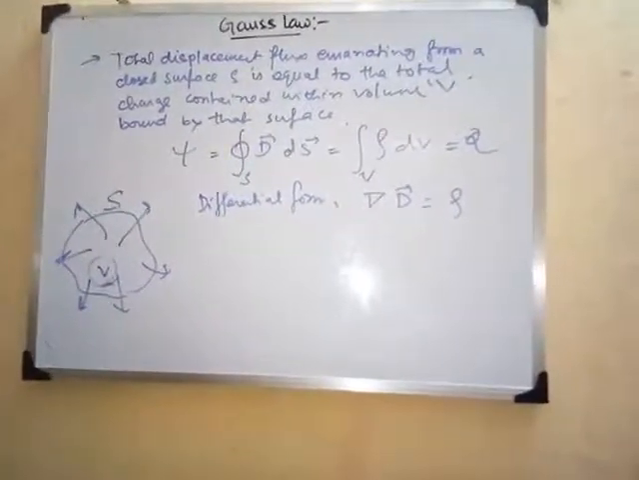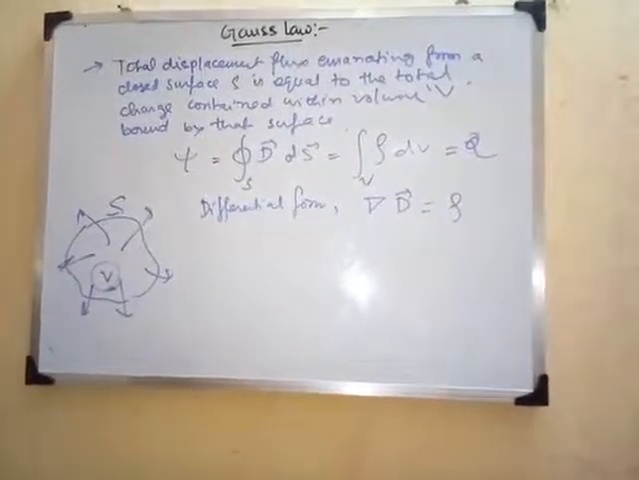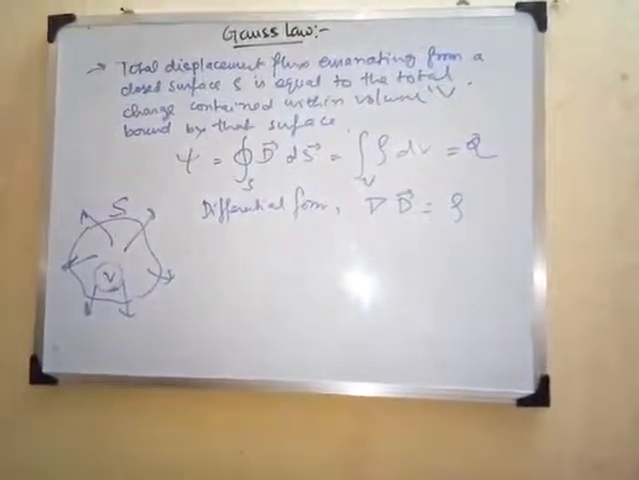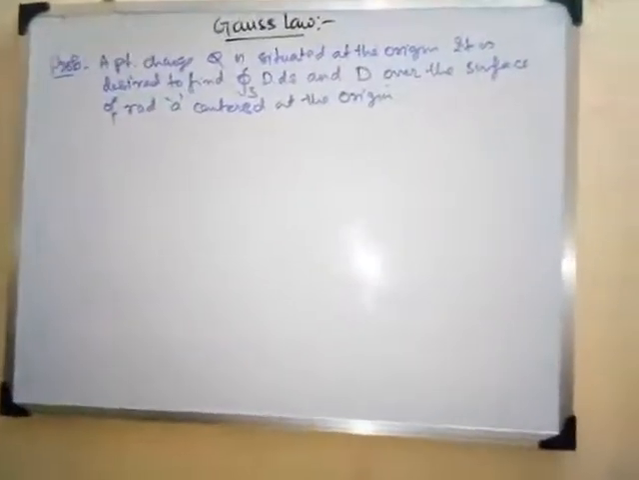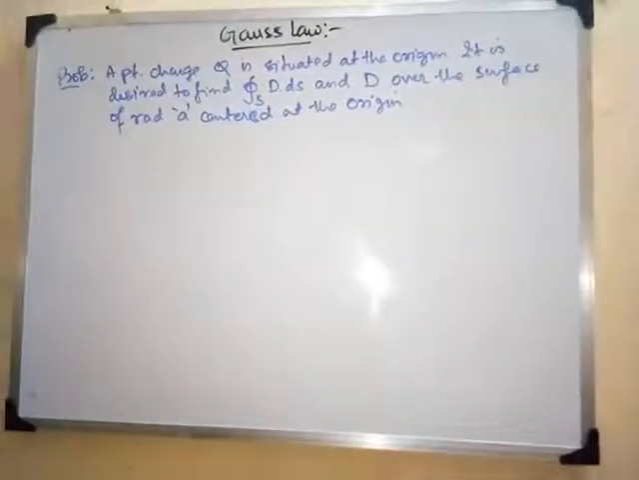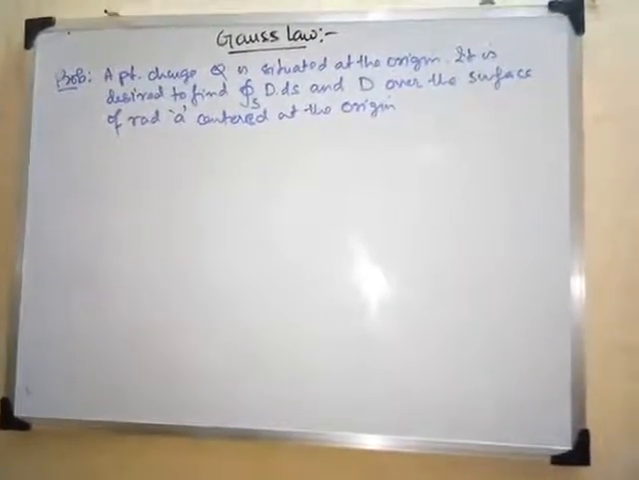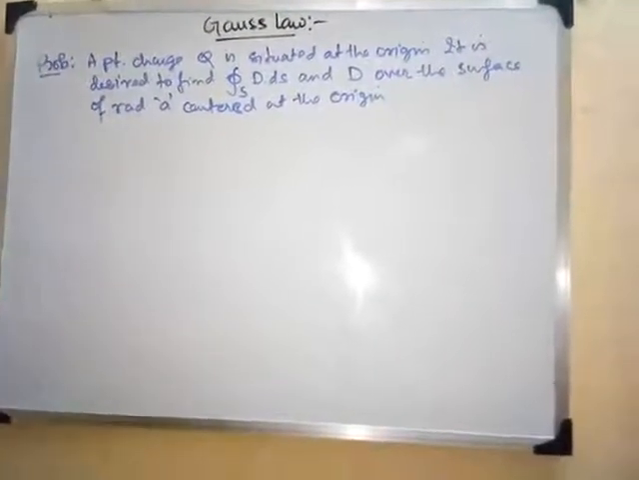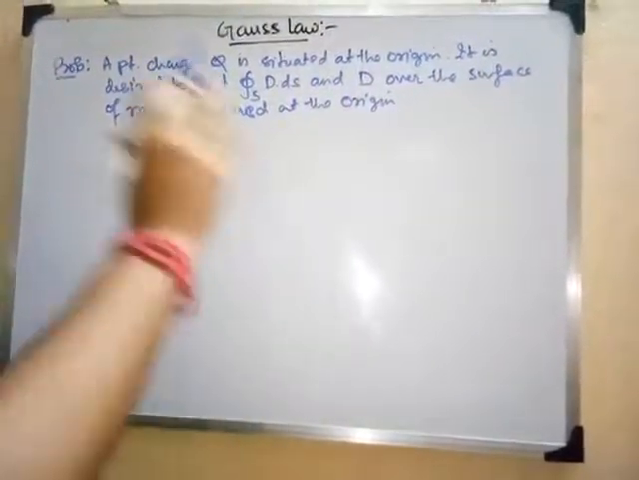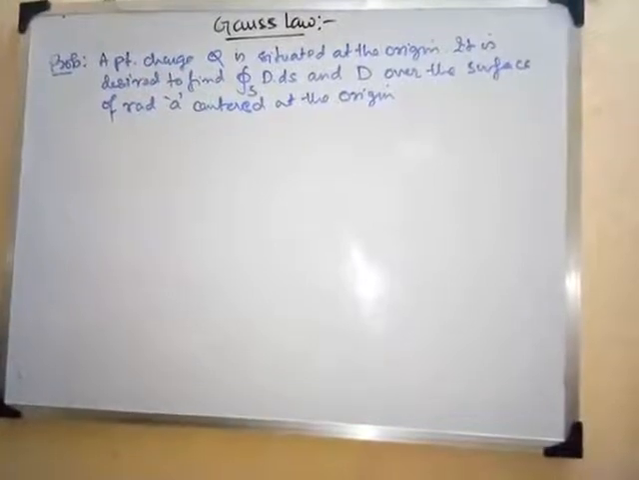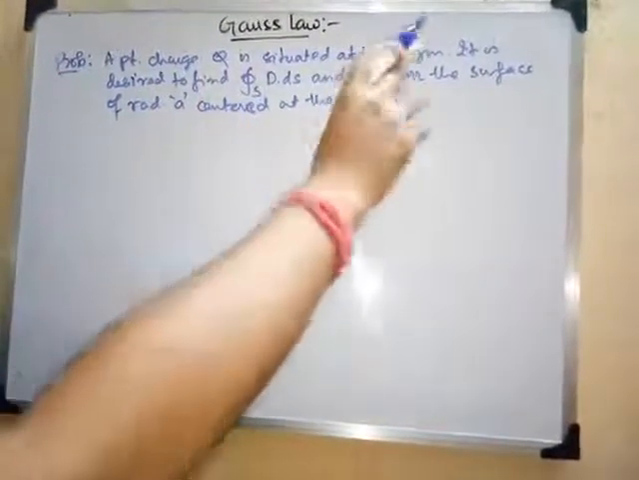Let us now solve a few expressions or a practical case so that you understand this concept properly. Let us evaluate the concept of Gauss law and electric flux. The problem says a point charge Q is situated at the origin. Suppose you have some volume, and let us consider that this point charge Q is situated at the origin.